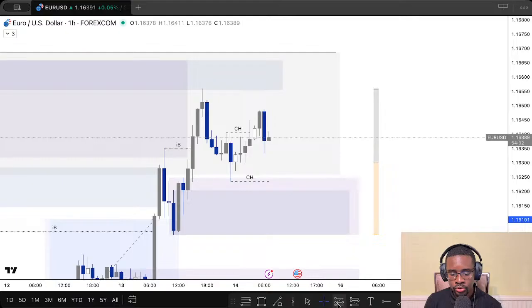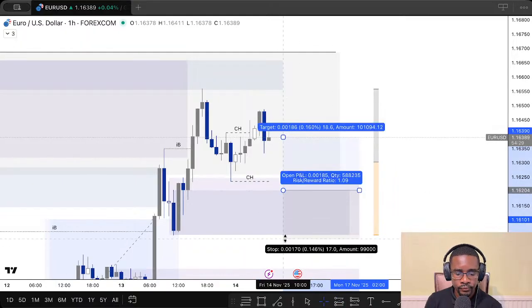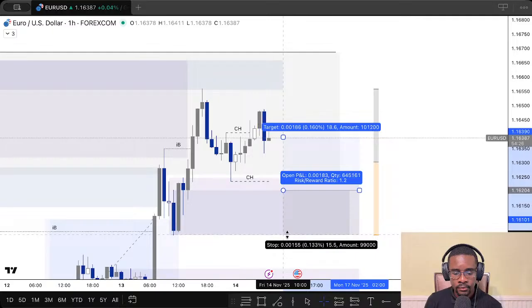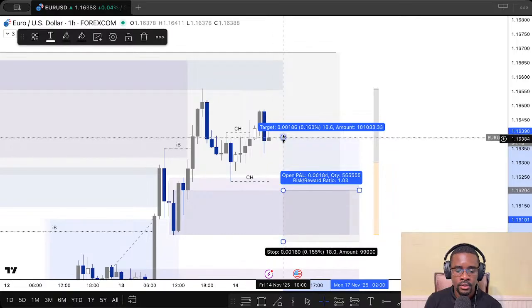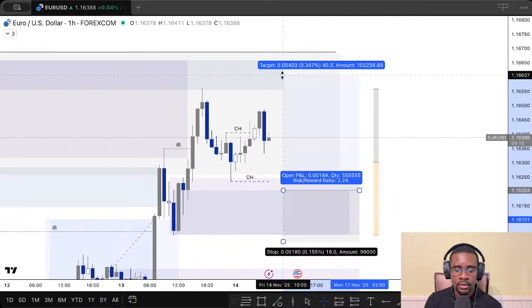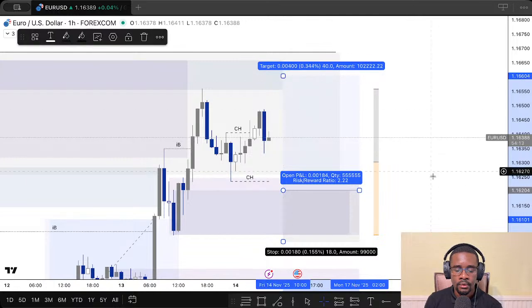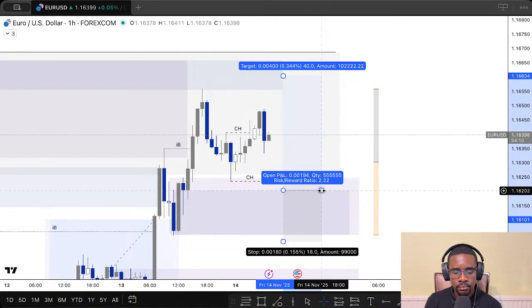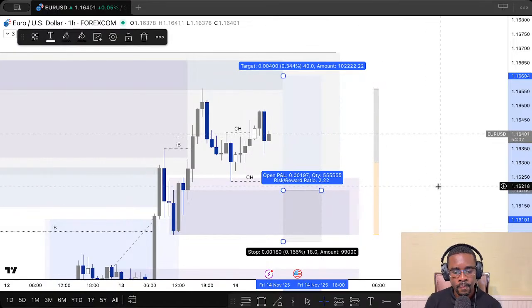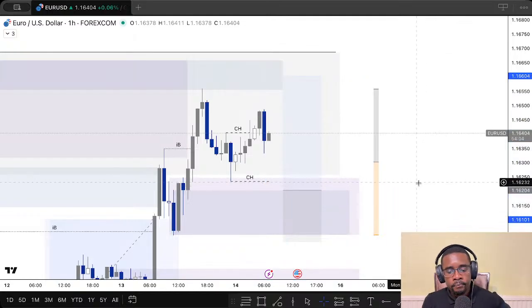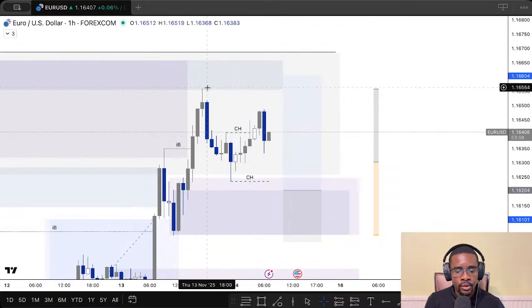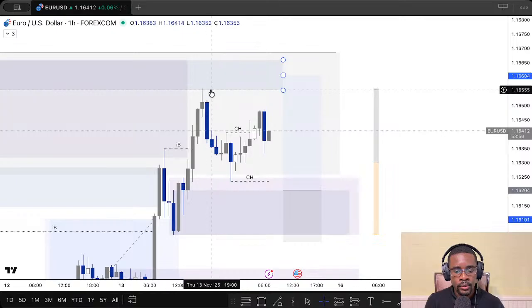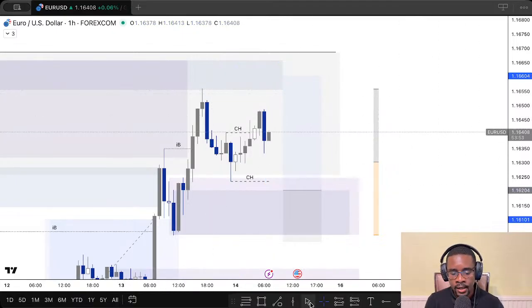If we are to go for it 2-1, let's see. That's like 16. So I'll just put it to 18. Okay, yeah. So the trade idea, it may work, because the target is not really way beyond the week high.